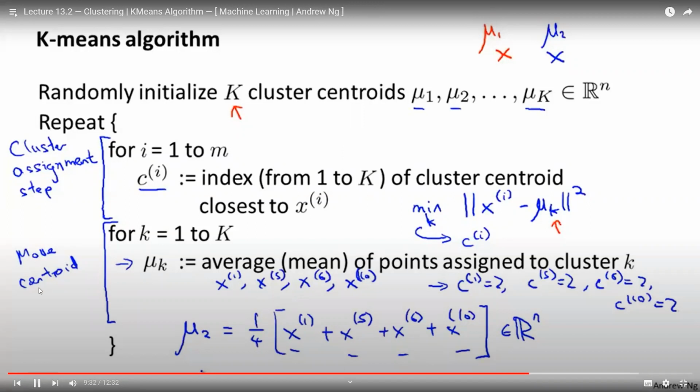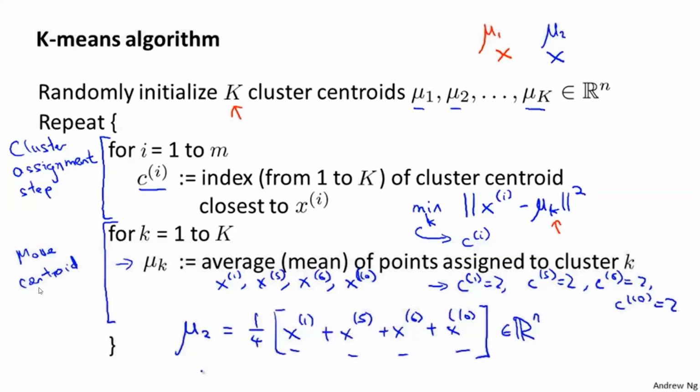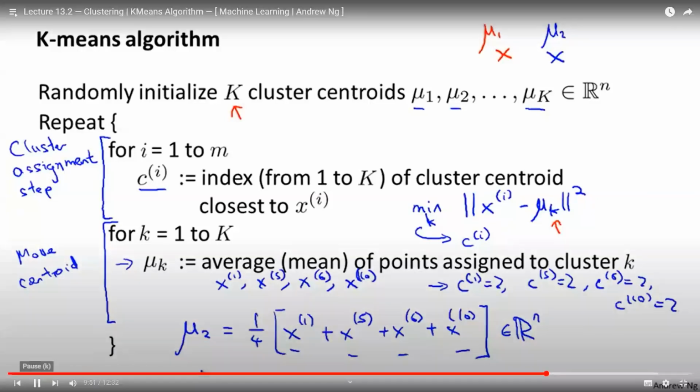Of k clusters. But sometimes if you really need k clusters, then the other thing you can do if you have a cluster centroid with no points assigned to it is you can just randomly reinitialize that cluster centroid. But it's more common to just eliminate a cluster if somewhere during k-means it ends up with no points assigned to that cluster centroid.